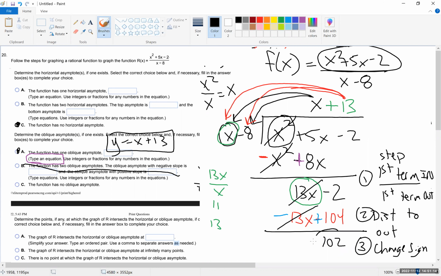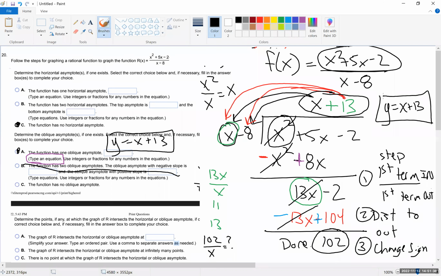Then we try to do it again. But when we try to do it again, the first term on the inside is 102. Well, what's 102 divided by x? We cannot do 102 divided by x, so we know that we're done. And what's our answer? Our answer is going to be y equals whatever's on top. So y equals x plus 13.